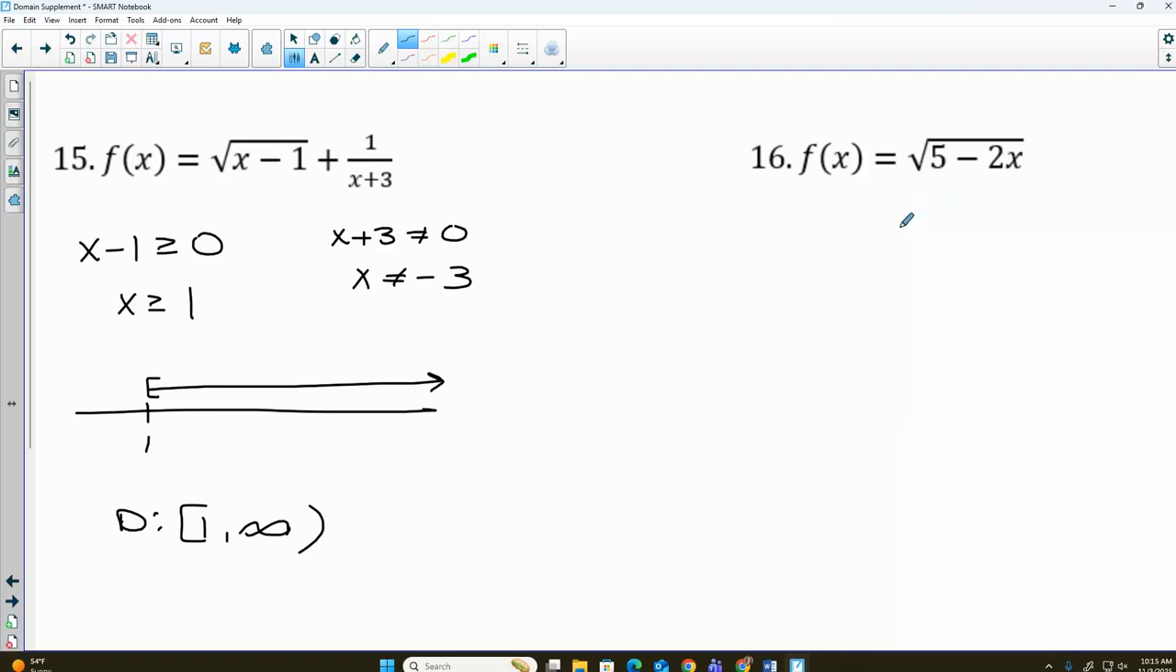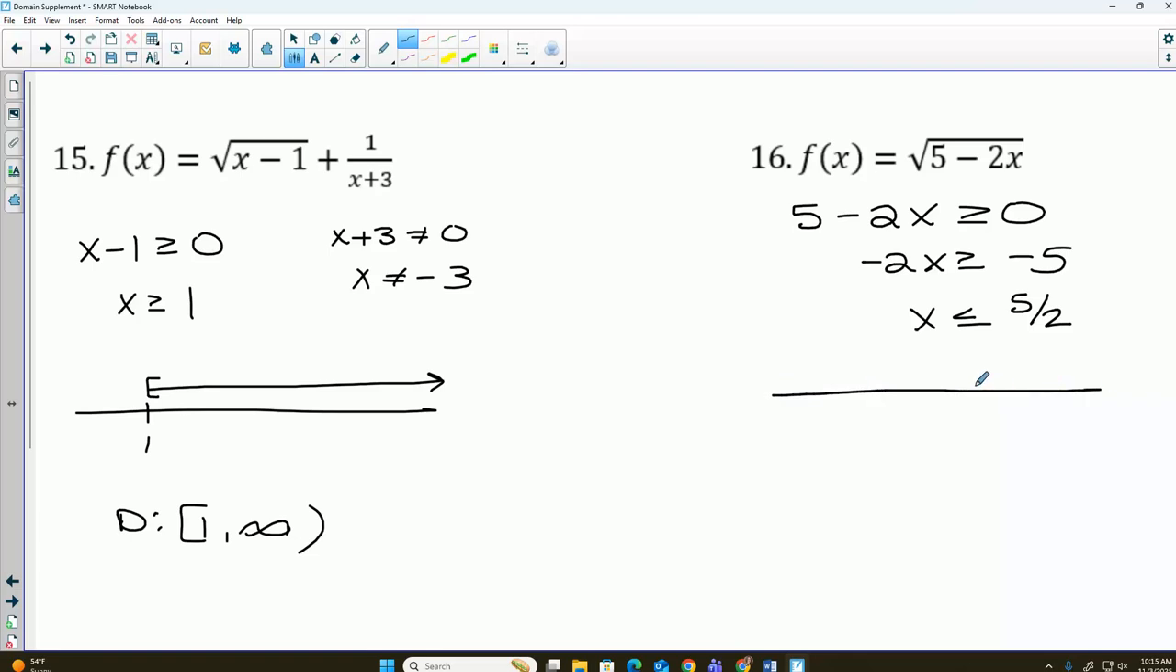All right, and the last one. So in a radical, the thing under the radical, greater than or equal to 0. So we subtract our 5. What happens when I divide by -2? So x is less than or equal to 5/2. Going to the left, equal to means bracket, so how do I write that? That's right.